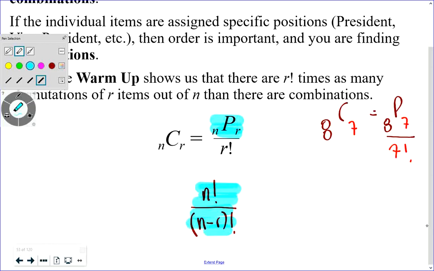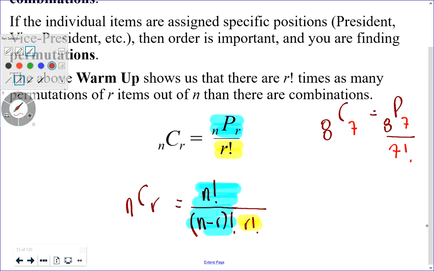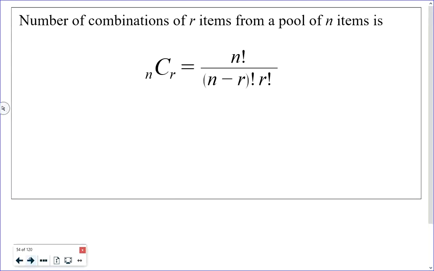We just have to divide this by r factorial, so now we get a formula for nCr. It looks like the formula for nPr, but there's that extra item on the bottom that says r factorial. And now you can turn the page. I just didn't want you to look at this formula and go, well, where did that come from? That is what you get when you take nPr divided by r factorial, which the warm-up taught us is how you find combinations.